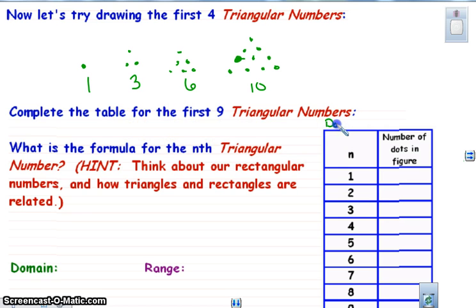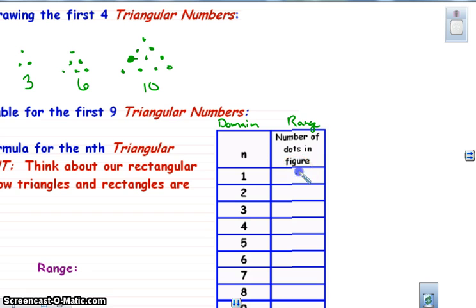Again, this is our domain, that's our n, this is our range, given the number of dots. My hint to you would be, if we are looking at the dots, we had 1, then we had 3, then we had 6, then we had 10. We could keep drawing these, but we want to try and think of a pattern. When we did our rectangular numbers, we thought of area. So if we think of the area of a triangle, remember, the formula is 1/2 base times height. Now this doesn't seem to work for every single one of them.